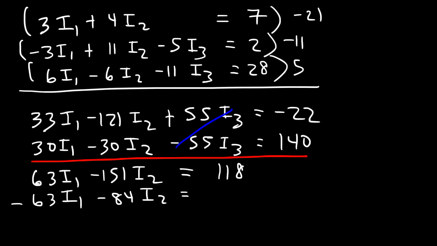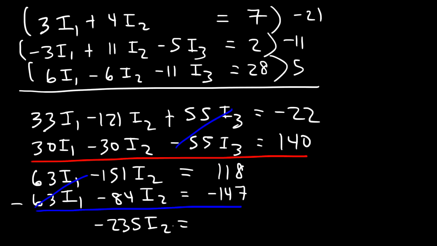And then 7 times 21. 7 times 2 is 14, so 7 times 20 is 140. And then 7 times 1 is 7, so this is going to be negative 147. Now, negative 151 minus 84, that's negative 235. And 118 minus 147, that's negative 29. So I2 is equal to negative 29 divided by negative 235.